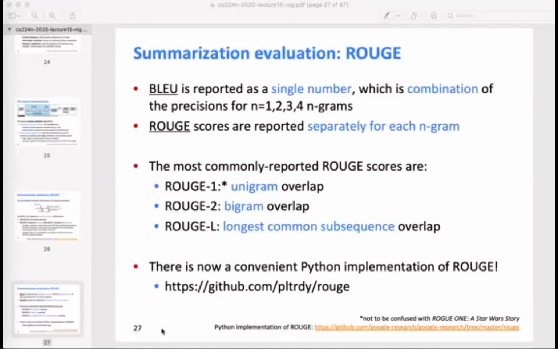For ROUGE, the scores are reported separately for each n-gram, and the most commonly reported ROUGE scores are ROUGE-1, which is for unigram overlap, and ROUGE-2, which is for bigram overlap. And also, researchers would look at ROUGE-L, which stands for the longest common subsequence overlap. And it's important to mention that there is a convenient Python implementation of ROUGE. So I guess everyone needs to take a note of that.